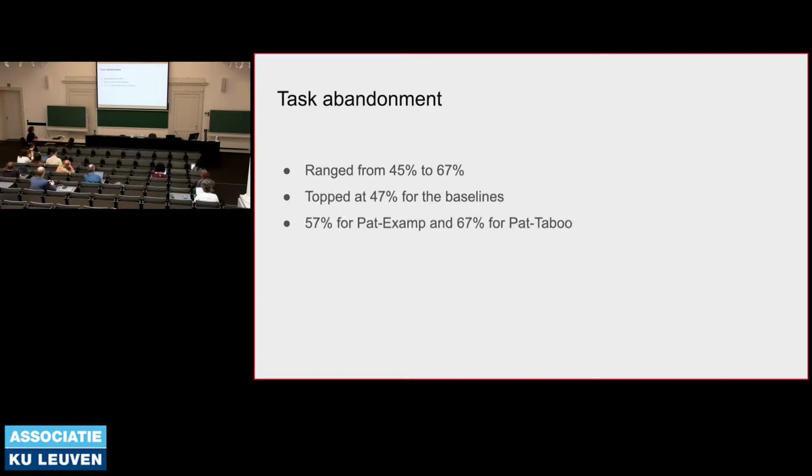Another related metric is the task abandonment, which overall ranged from 45% to 67%, meaning workers that open the task and then ultimately just drop. It topped at 47% for the baseline, but it was 57% for the pattern by example condition and 67% for the taboo condition.